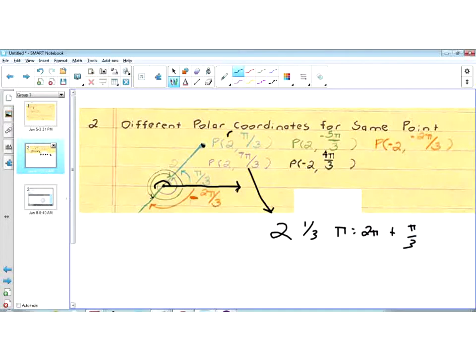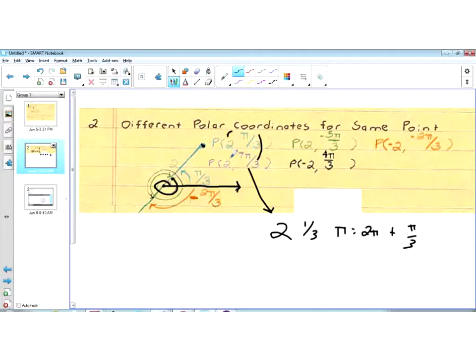Okay, so we go 2 pi radians, like so, and then we go an additional pi-thirds radians. So the angular rotation of 7 pi over 3 is equivalent to the angular rotation of pi-thirds because these two angles are coterminal.